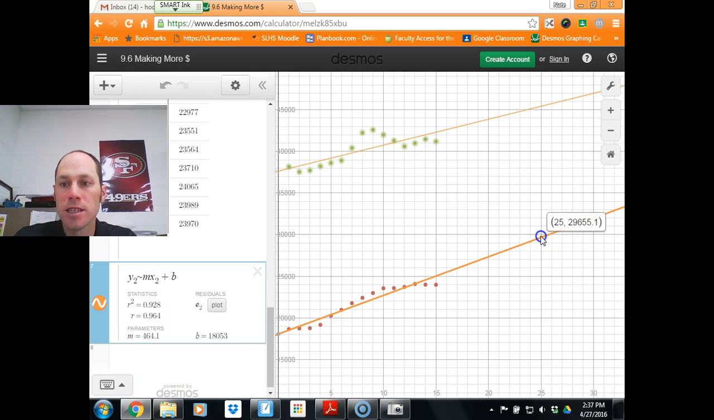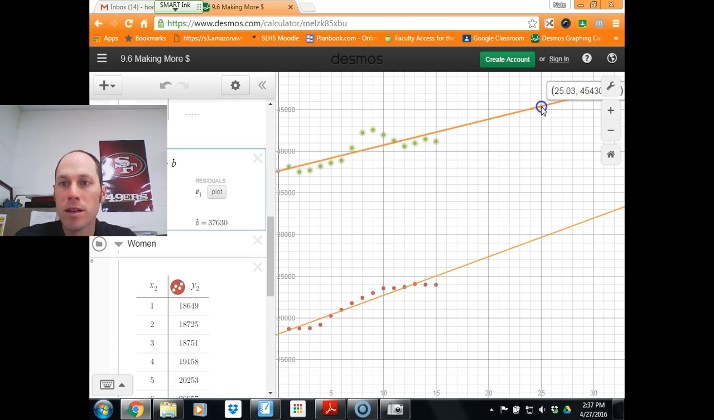You can see that it's 29,655, and for men it is 45,421. So that's how we can use that regression equation to help us make predictions.